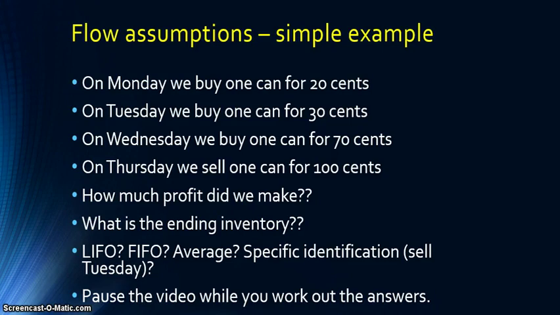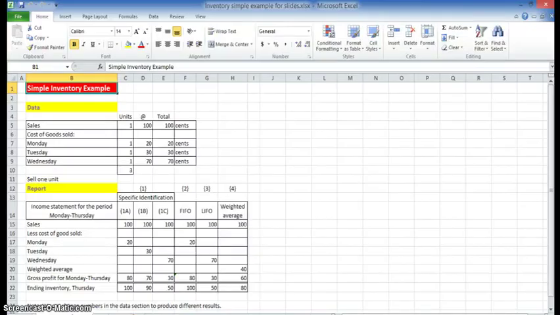If we assume FIFO, then we know that we've sold the Monday one, so we have the Tuesday and Wednesday one in inventory, so therefore that's worth $1.30 plus 70 cents. Does that make sense? Now we'll have a look at a spreadsheet. Okay, now here's the spreadsheet. This is a real spreadsheet. It's not a copy and paste of a spreadsheet into the PowerPoint slides.